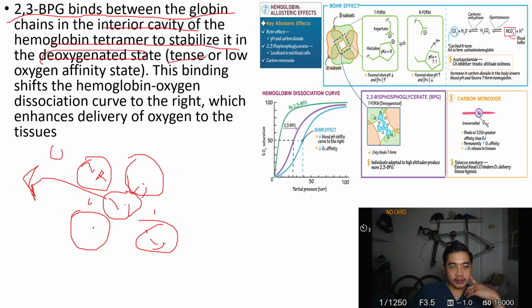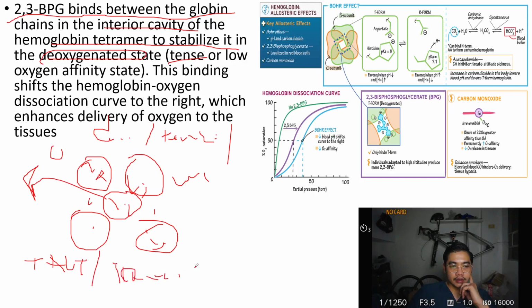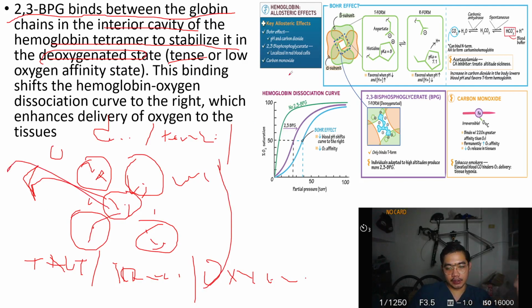Meaning, it's tense. So for the deoxygenated state, we have multiple terms. It's also known as the tense state, or low oxygen affinity. T state, T for tense, meaning tight. And the R state, relaxed, is what our oxygenated state means, no? It's the opposite of the deoxygenated state. When 2,3-BPG binds, oxygen is released. That's all there is to it, no?